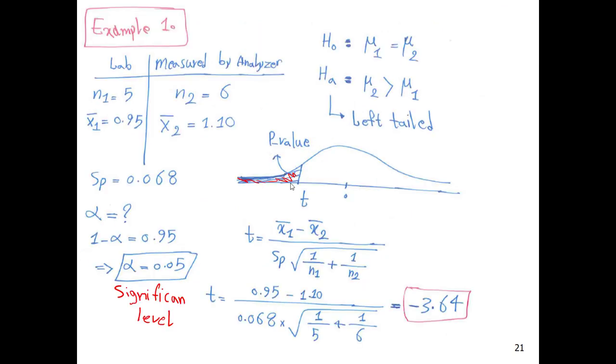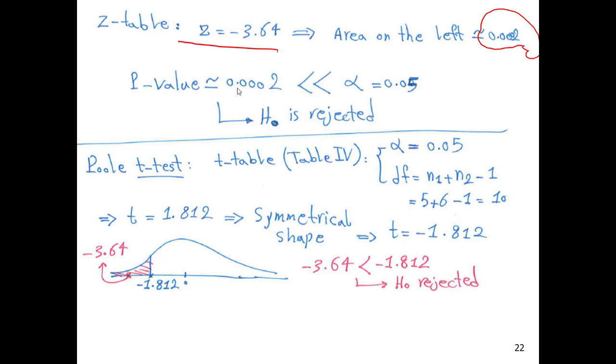So now, that area on the left, this area here, is my p-value that I found to be 0.0002, and I have to compare it with alpha. Alpha is the significance level, which is 0.05. So my p-value is much smaller than alpha. So in this case, I will reject the null hypothesis.